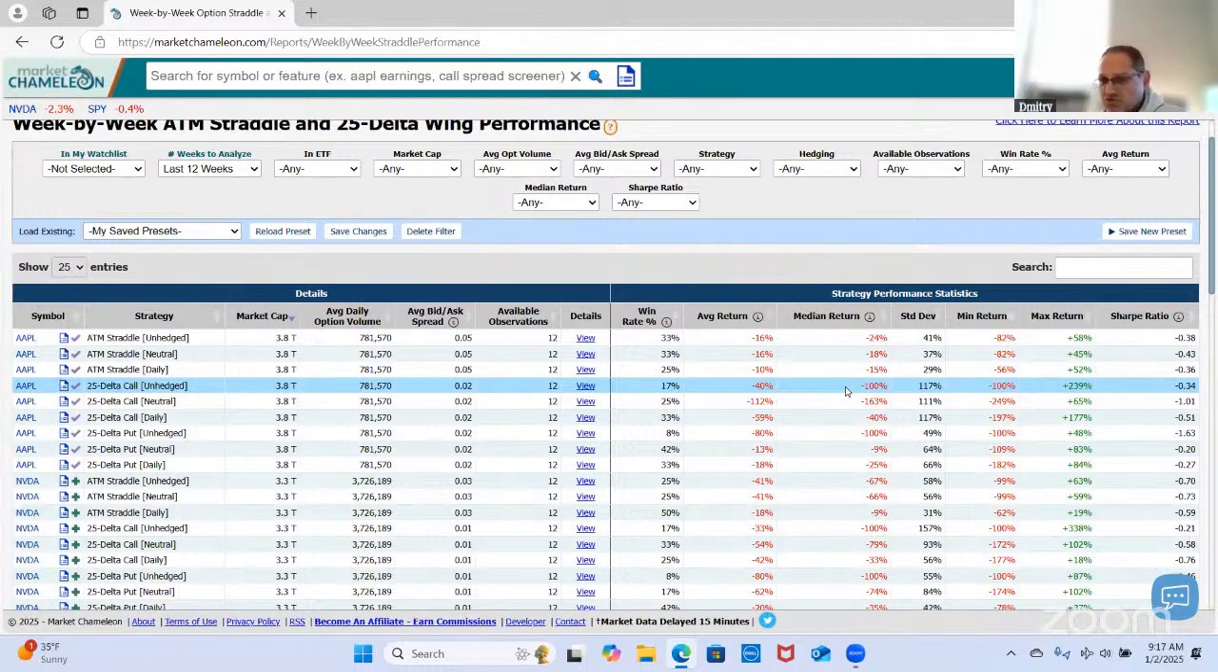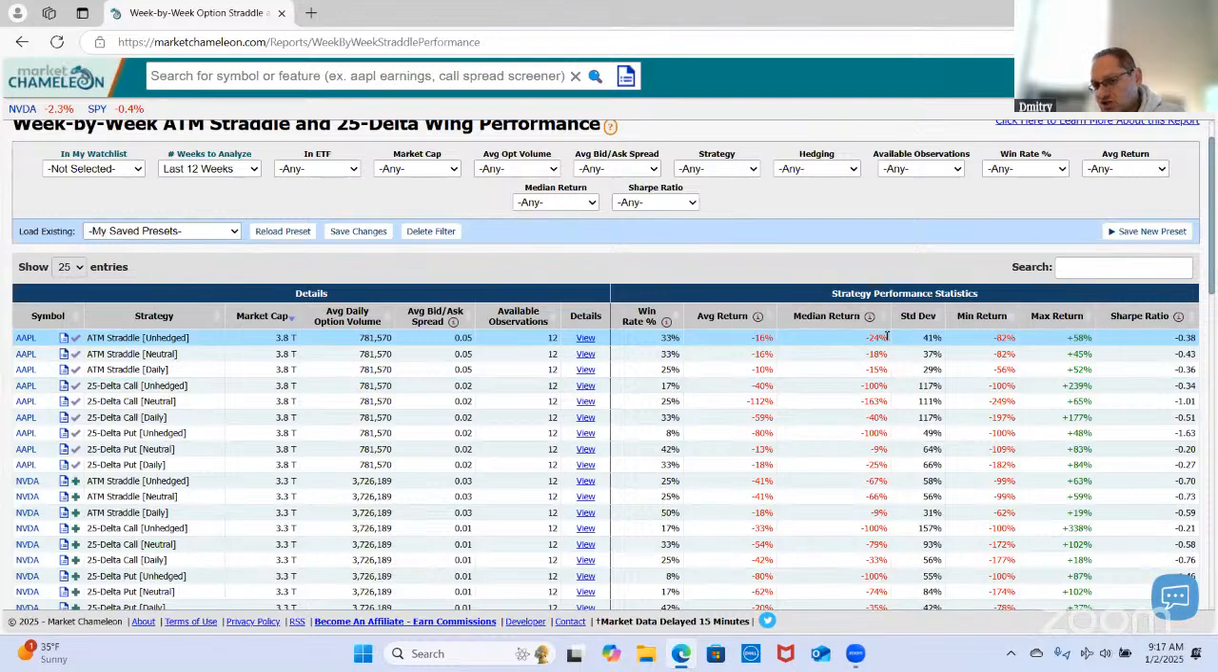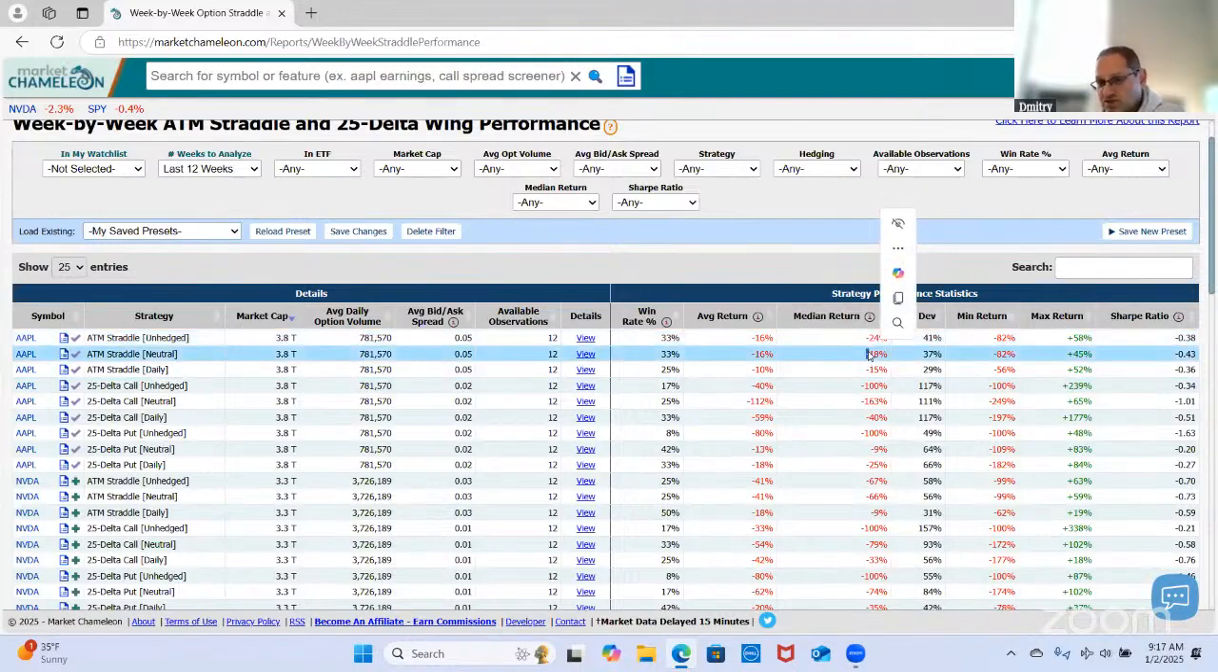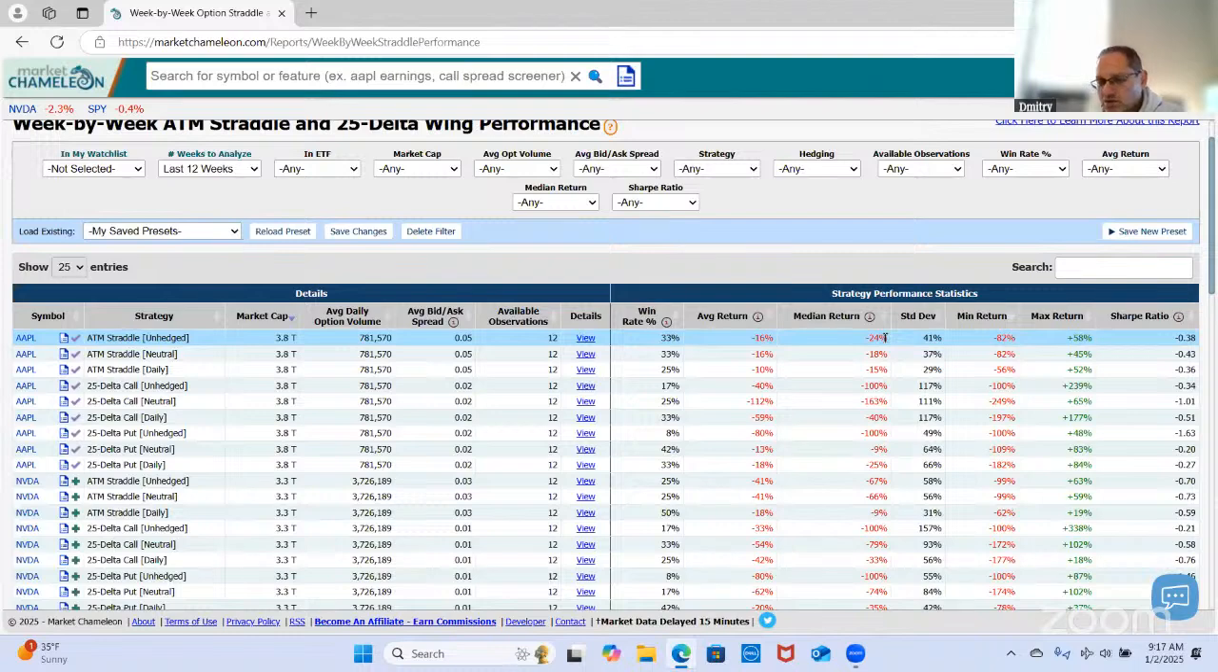So if we took 12 observations, sorted them highest to lowest, and then sliced the data in two, the best 50% and the worst 50% of returns, what is the number in the middle? That's what this is. Half of the observations were better than negative 24%, half were worse. So that shows us that, yes, there's a slight skew to the upside, but it's still negative.